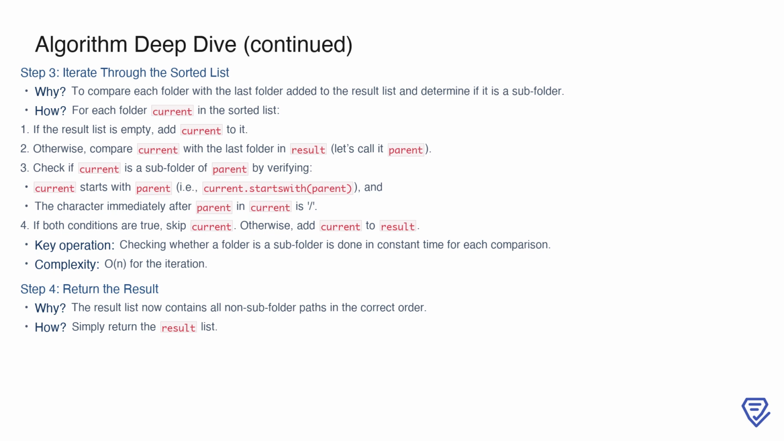To determine if the current folder is a subfolder of the parent, we verify two conditions: first, that the current folder starts with the parent folder using the starts with method, and second, that the character immediately following the parent folder in the path is /. If both conditions hold true, it means the current folder is a subfolder and should be skipped. If not, the folder is added to the result list. This comparison process is efficient, as the subfolder check is performed in constant time for each folder. Once all folders are processed, the result list contains only the non-subfolder paths and is ready to be returned.